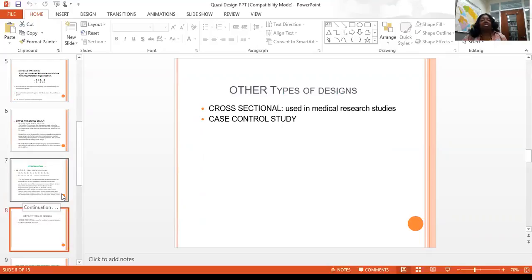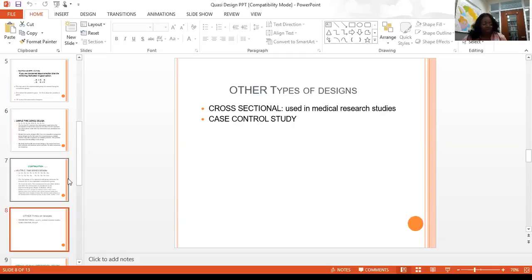There are several other types of designs. Cross-sectional is one, and case control study. Cross-sectional design is used a lot of times in medical research studies. An example of a medical research study that one would be used in is, say you're trying to understand diabetes in a population. This kind of study allows for a wide range of ages, social backgrounds, and ethnicities. Cross-sectional studies can be descriptive, exploratory, and explanatory.